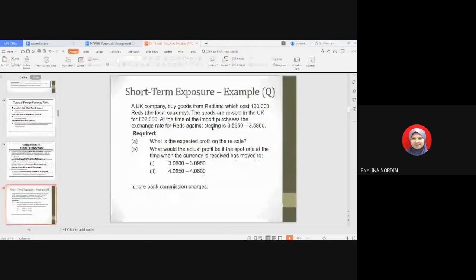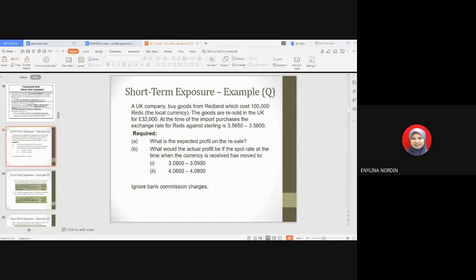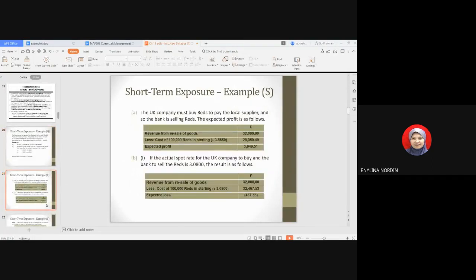So this is the example, and you can go through it later on. Example, transaction risk.